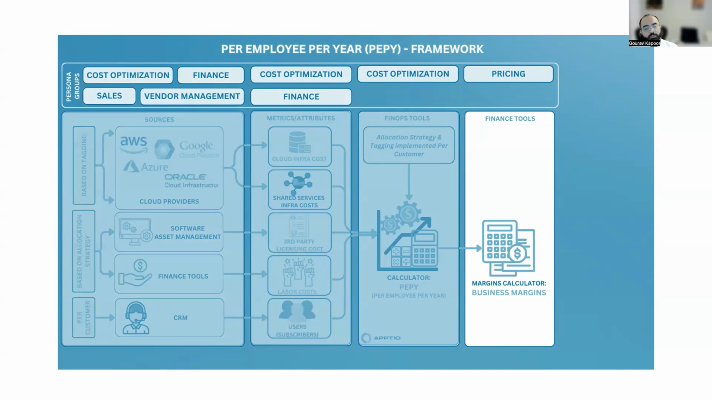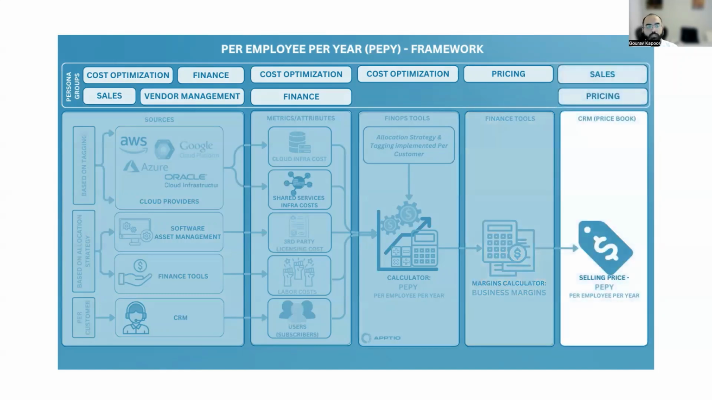Now we're going to talk about some of the margins. The pricing team or finance teams add whatever business margins are needed. Then you take that information and make it available for your sales organization or other organizations who are going to consume it in order to sell the product.